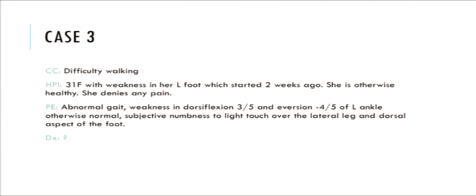So now we have case 3. This is someone who's complaining of difficulty walking. It's a 31-year-old female with weakness in her left foot. It just started 2 weeks ago. It's kind of insidious. She's otherwise healthy. She denies any pain at all. On exam, she clearly has an abnormal gait with difficulty with the left foot. And when you test the strength of that leg, you find that she's weak in dorsiflexion, quite weak, 3 out of 5. And then she has some subjective numbness of the lateral leg as well and dorsal aspect of the foot. What's the diagnosis here? There's a common term that people would use to describe this type of presentation.